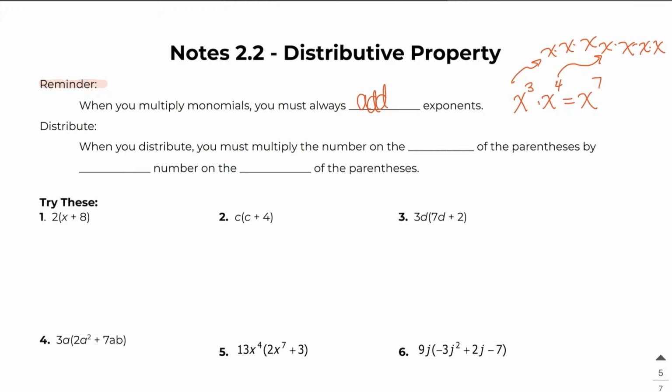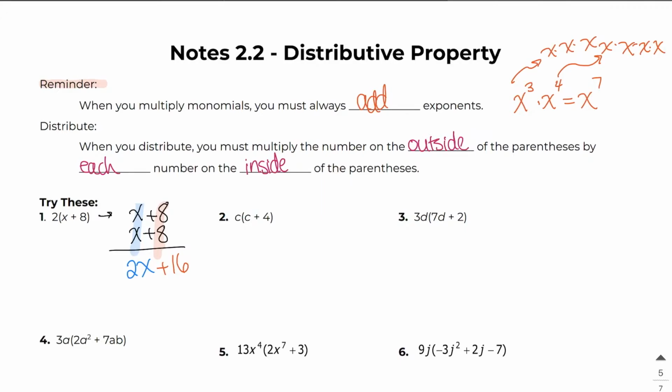All right, cool. So when you distribute, you must multiply the number on the outside of the parentheses by each, or every, number on the inside of the parentheses. In our first example right here, I also want to talk about the fact that what this is saying is we've got two sets of x plus 8. So we've got x plus 8 plus another x plus 8. If I put these together, the x's give me 2x, and the 8's together give me positive 16. So we would get 2x plus 16.